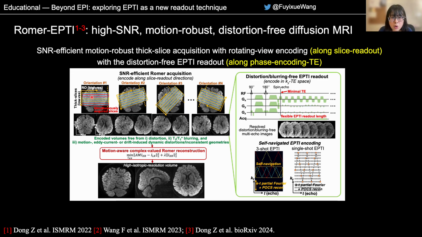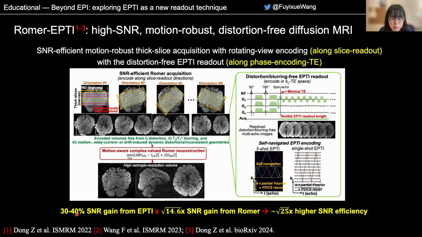Specifically, it acquires thick-slice volumes for better noise averaging, while acquiring different slice orientations to resolve isotropic high-resolution volumes. The in-plane encoding of these spatially encoded volumes is performed using the distortion-free EPTI readout. So now, in addition to EPTI's 30 to 40% SNR gain, we now get an additional square root of around 15 SNR gain, which brings the total to around 5 times higher SNR efficiency. So, in addition to the improved image quality and multi-echo information, why is EPTI important here?